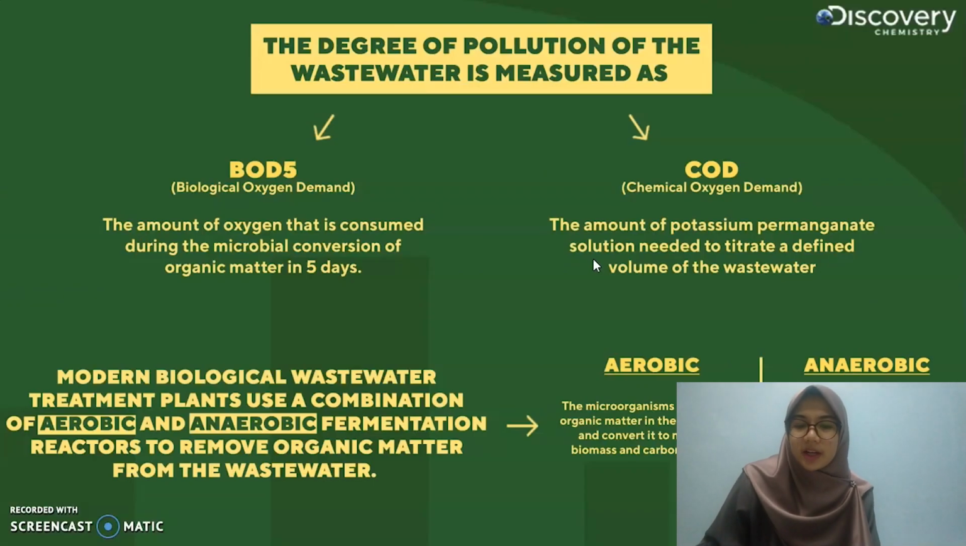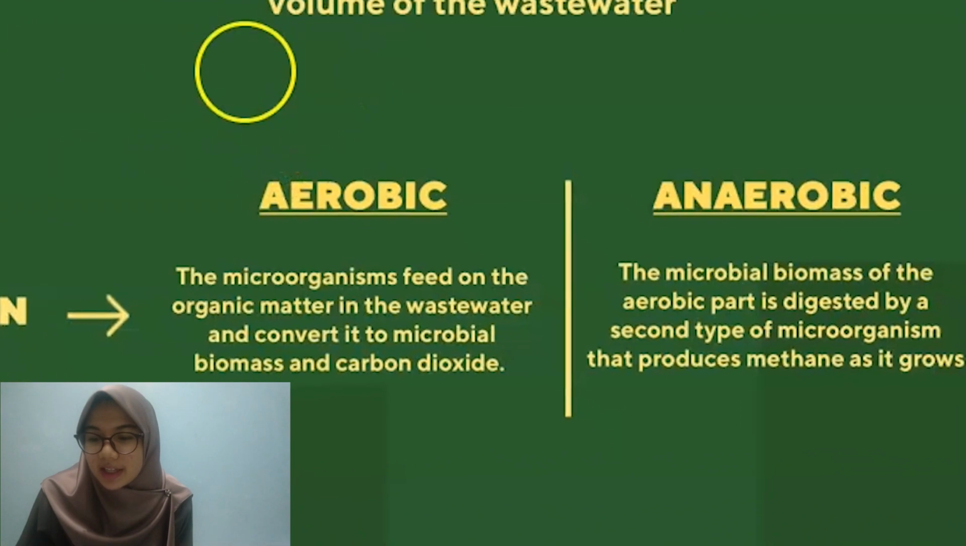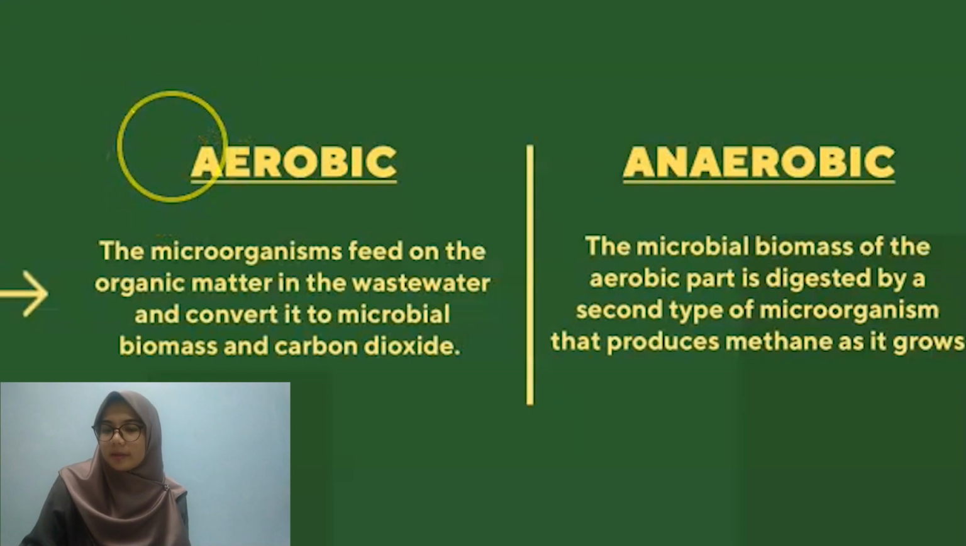The modern biological wastewater treatment plants use a combination of aerobic and anaerobic fermentation reactors to remove organic matter from the wastewater. So again, what is aerobic and what is anaerobic? Aerobic is where the microorganisms feed on the organic matter in the wastewater and convert it to microbial biomass and carbon dioxide.